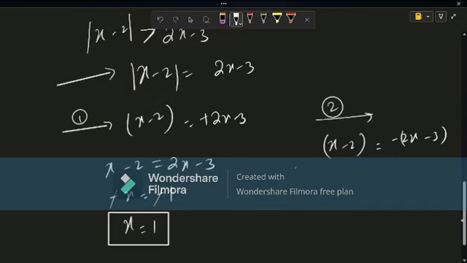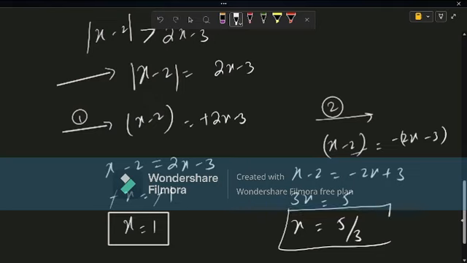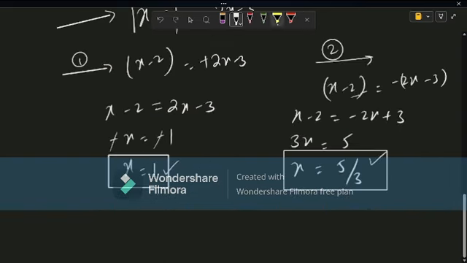Second answer is x − 2 equals −2x + 3. 3x equals 5 and x equals 5 by 3. This is my second answer. Now I have to check which answer is correct, either this one or this one. So let's plug back. Verification process.